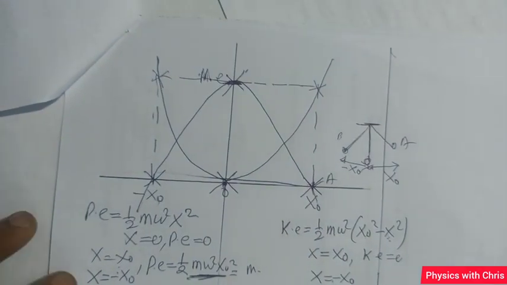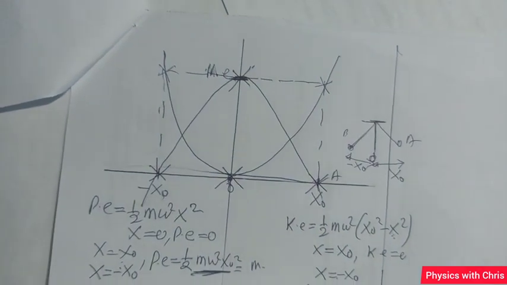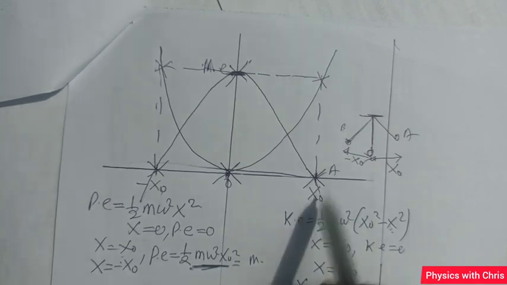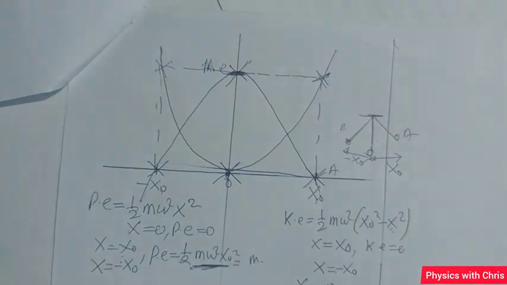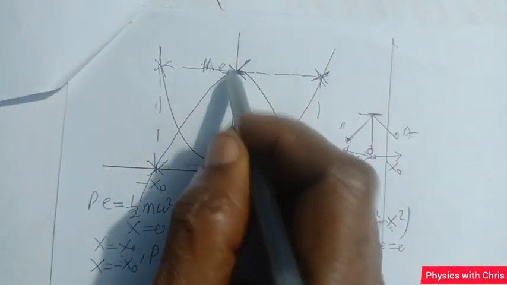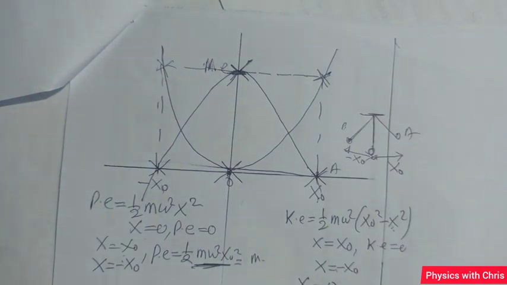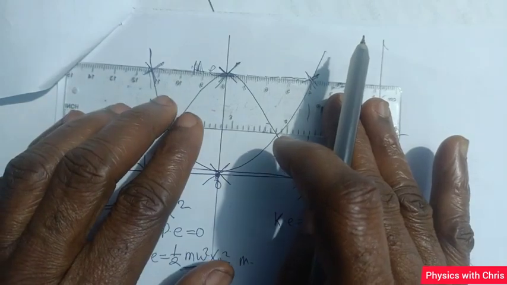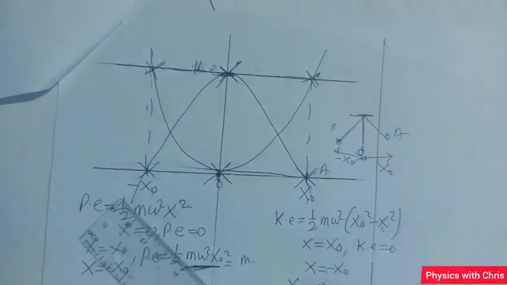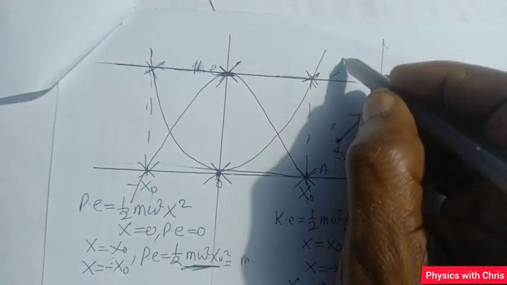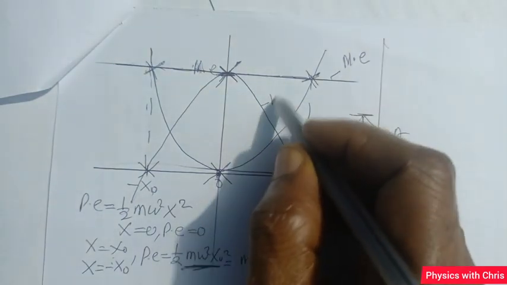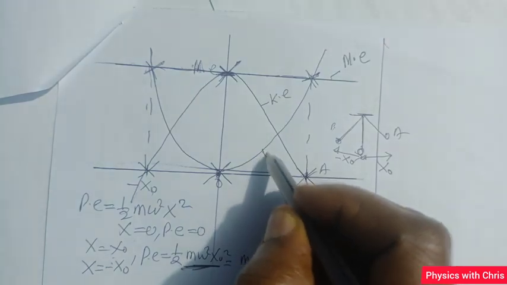So for my total energy, whatever happens, whether x is equal to x naught, the total energy remains the same here. Whether x is equal to 0, this is also my total energy. Whether x equals minus x naught, it is still this. So my total energy is just a straight line parallel to the displacement or amplitude axis. Okay, so you can see how the three energies vary. This is my total energy ME, then this is my kinetic energy KE, and this is my potential energy PE.